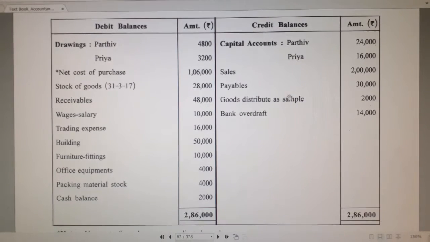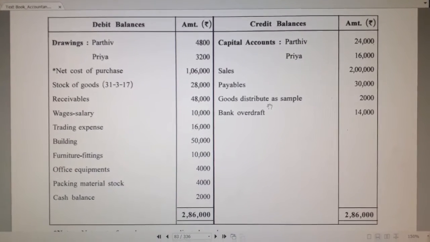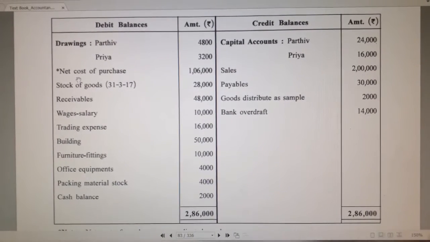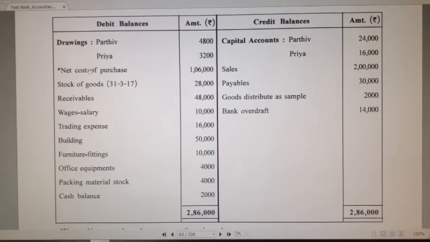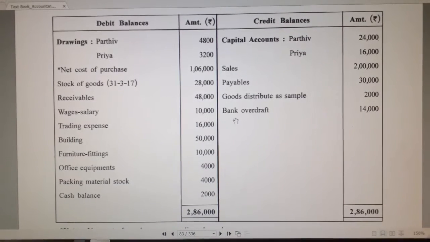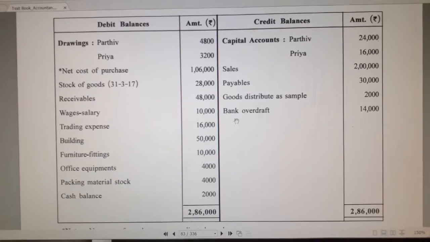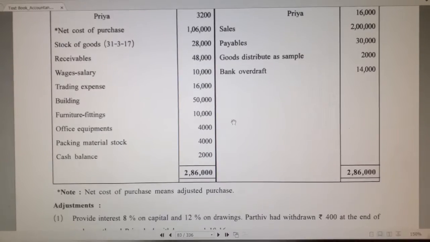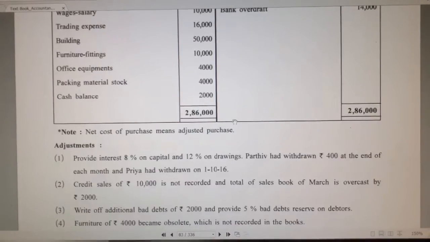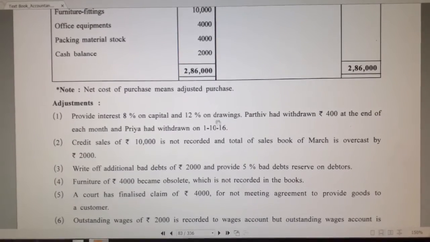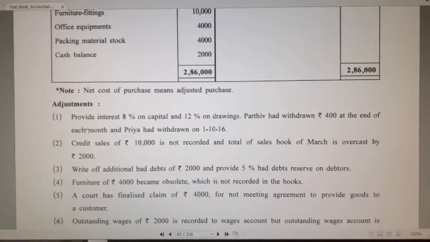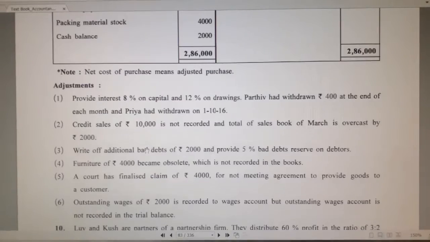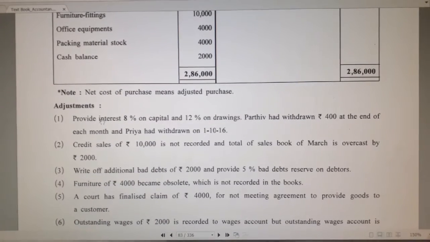Now goods distributed as free sample, that means goods going out from the business other than sales. So it carries only one effect, minus from purchase. So put the tick mark on net cost of purchase. And then bank overdraft, it is a current liability, recorded on balance sheet liability side. Now in the given sum, hidden adjustments are not there. So directly moving with the adjustments given below the trial balance. Our sum will also start with the given adjustments. Now by observing everything, let's move with the adjustments.